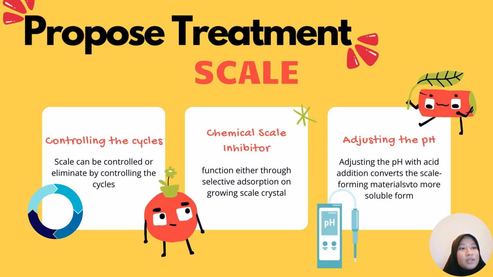Lastly is adjusting the pH. Adjusting the pH, for information, is with acid addition converts the scale forming materials to more soluble forms, such as adding sulfuric acid converts calcium carbonate to calcium sulfate, a material several times more soluble.